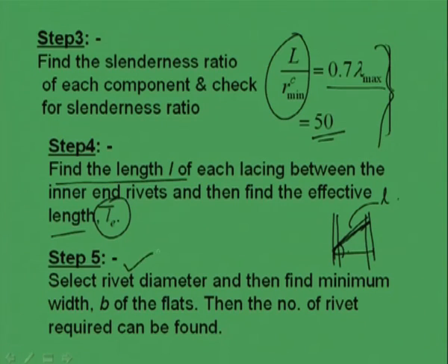Then in the next step 5, we will select some rivet diameter, and accordingly we will find out the width of the lacing, which is given in the codal provision. So, we will find out the minimum width, and then we will adopt some width through which we will go on designing. And then the number of rivets required, that also we can find out.